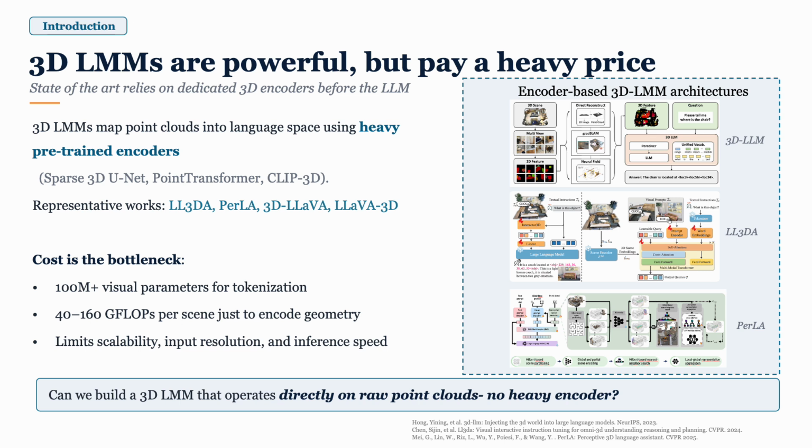We are talking about 100 million plus visual parameters and 40 to 160 G-flops just to tokenize a single scene. That cost limits input resolution, scalability, and the inference speed, and it leaves the open question. Can we build a 3D LLM that operates directly on raw point clouds with no heavy encoder at all?